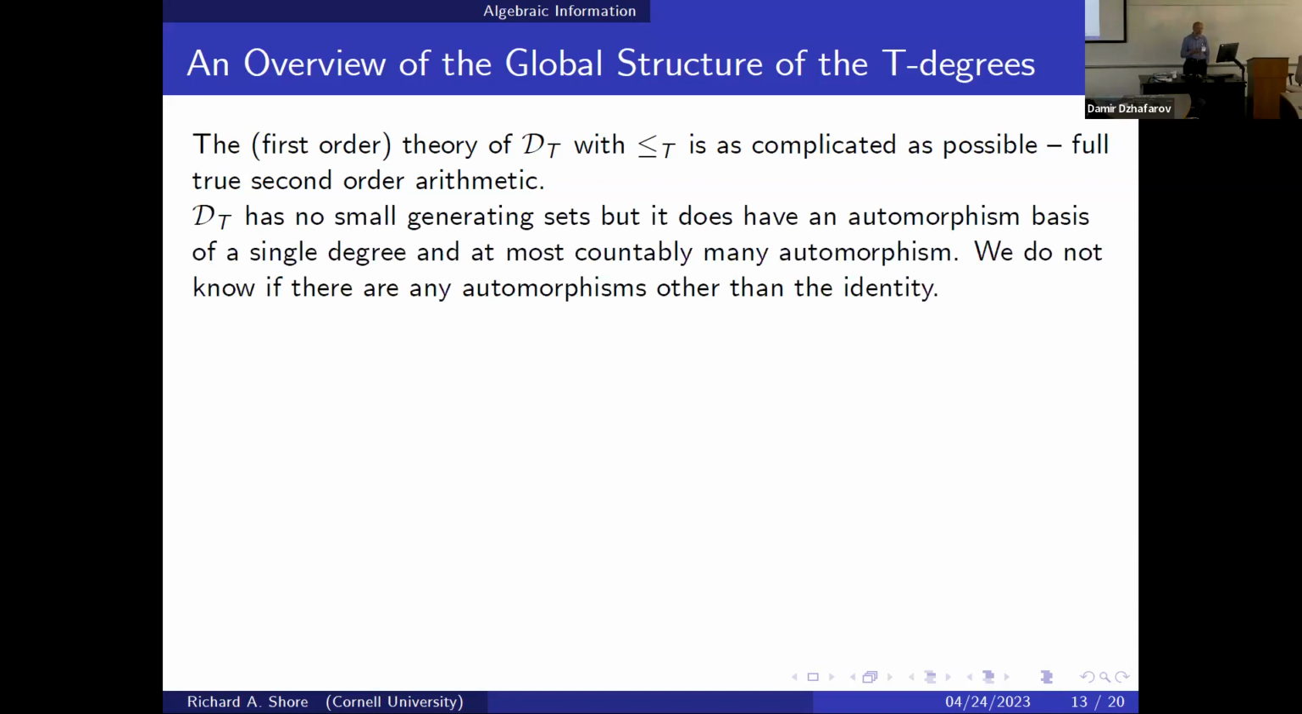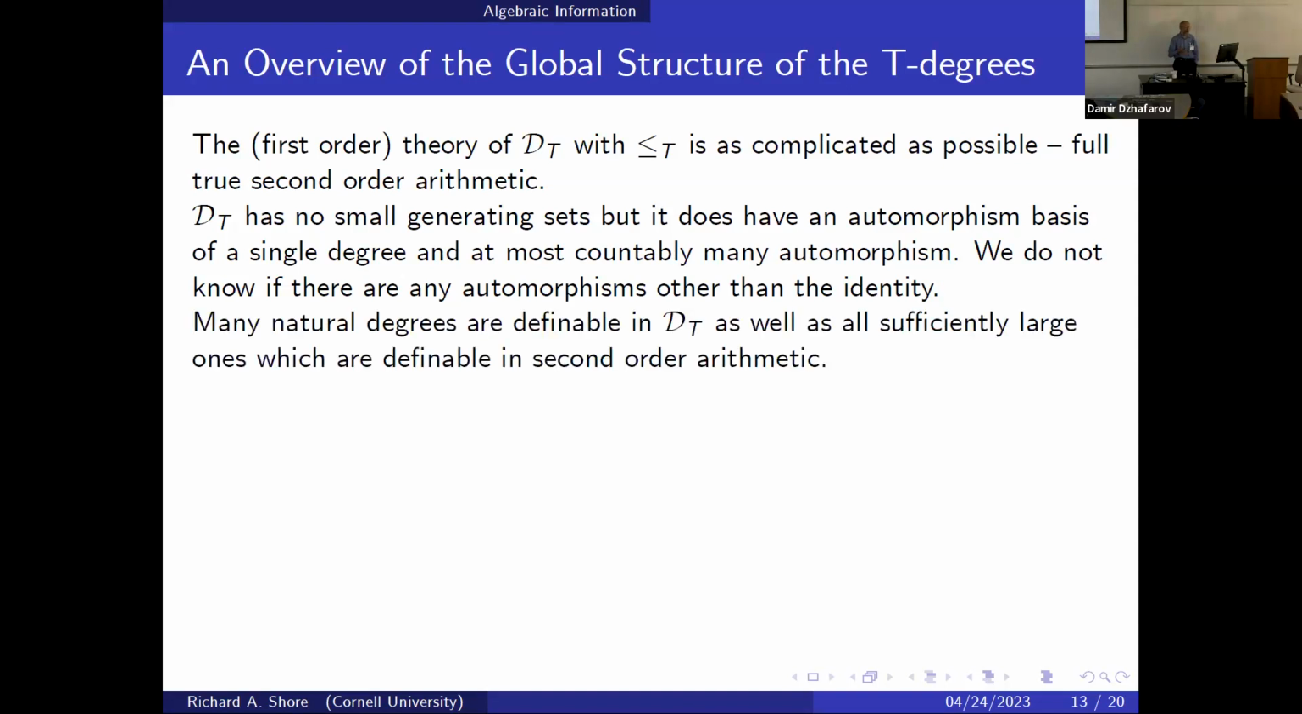It doesn't have small generating sets. It has an automorphism basis consisting of one degree. That's a remarkable result. It has at most countably many automorphisms. We don't know if there are any automorphisms at all, other than the identity. There are various things that are definable. Certain natural degrees like the Turing jump operator, and all sufficiently large degrees that are definable in second order arithmetic, are definable in the Turing degrees.